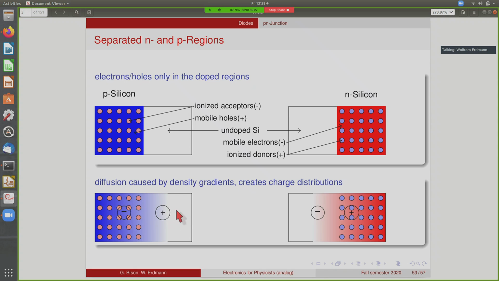The holes will diffuse into the region where there are no holes, because there's a huge density gradient, and the same on this side. So the electrons will diffuse into the region where there are no electrons. So we end up in a situation like this, where we have a net positive charge, for instance, in this region from the holes that moved here, and we have a net negative charge from the acceptors that stay here, and the opposite thing happens on the other side.